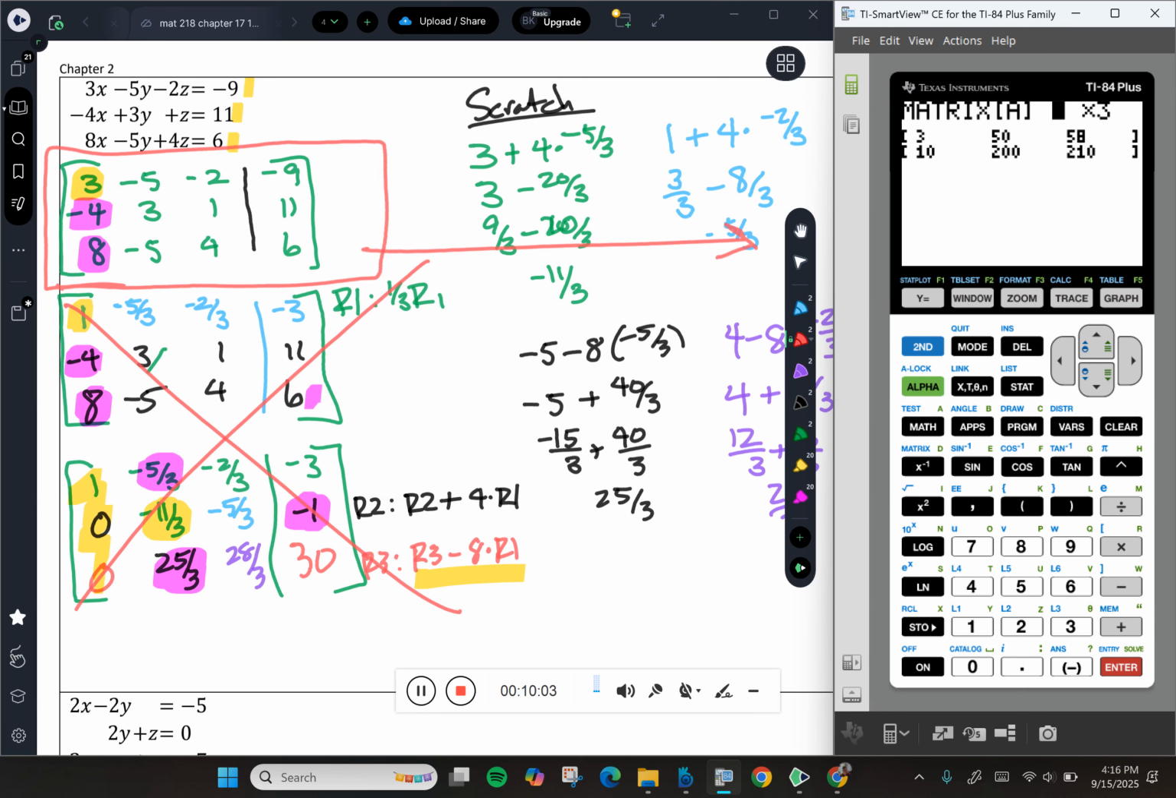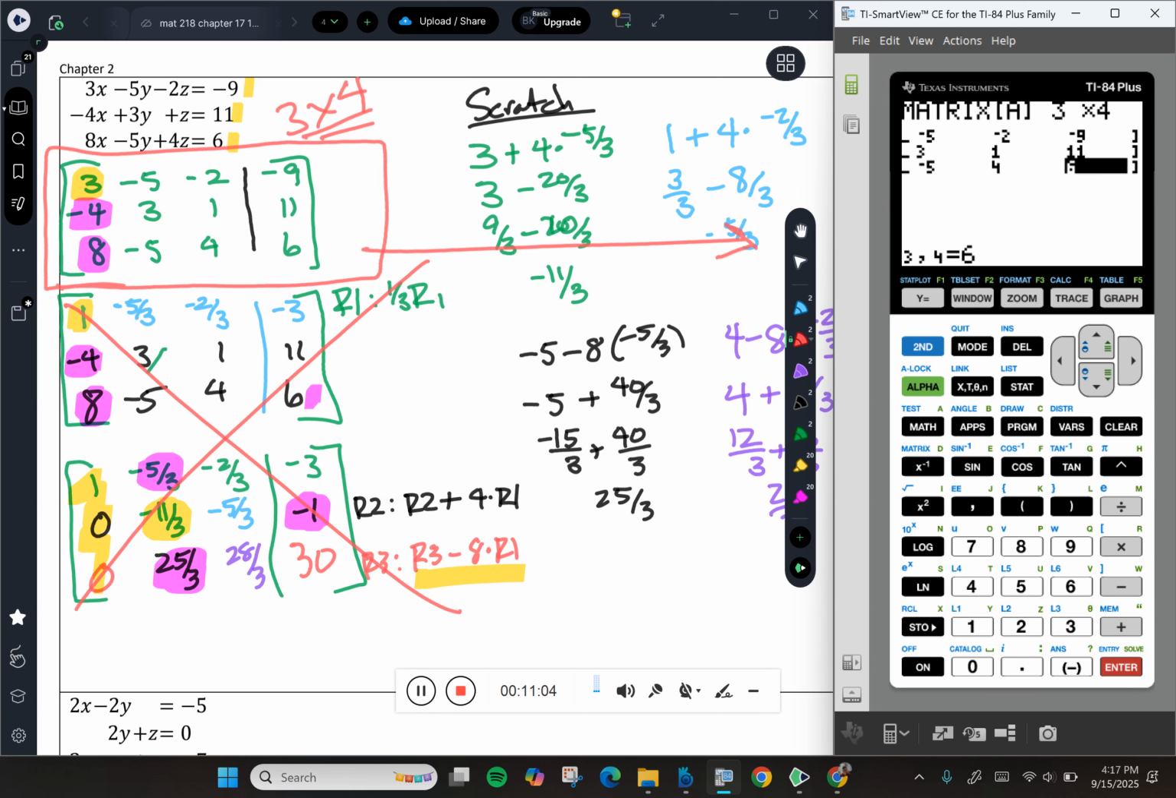So our entries will be 3, and then enter, and then -5, enter, -2, enter, -9, enter, -4, enter, 3, enter, 1, enter, 11, enter, 8, enter, -5, enter, 9, whoops, I typed a 9, that should be a 4, enter, and then a 6.